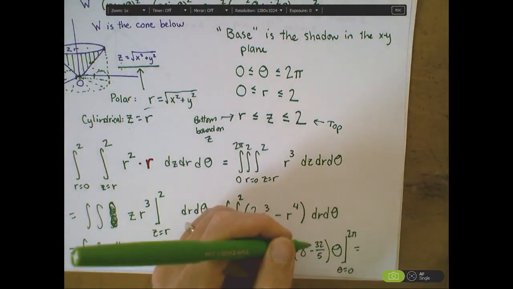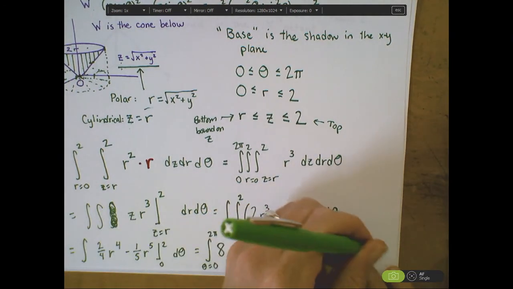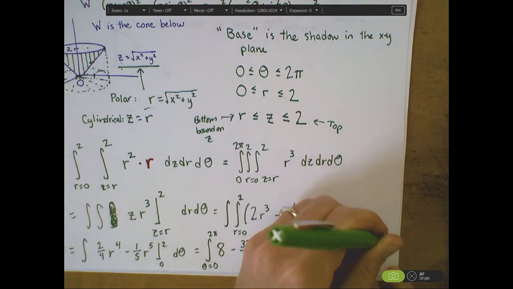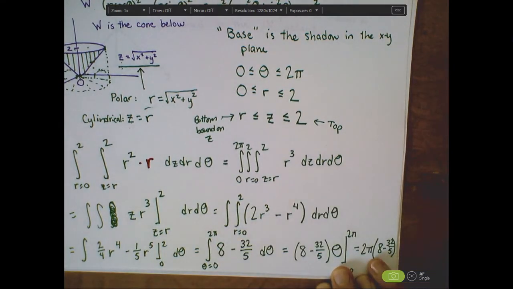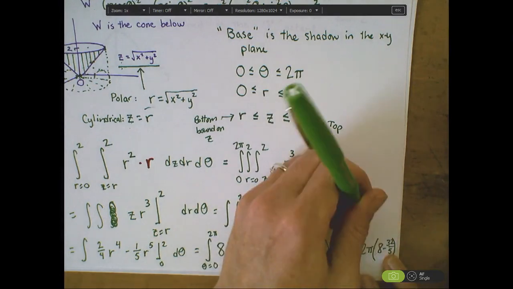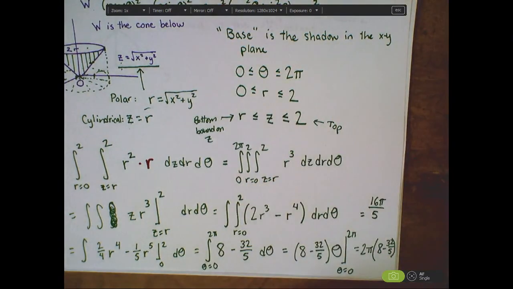So my final answer is going to be a little cramped in here, but it's going to be 2 pi times 8 minus 32 fifths. If I wanted to, I could get a common denominator by multiplying 8 times 5, which is 40, and then subtracting 32. 40 minus 32 is 8. So I'm left with 8 fifths. So this simplifies, I believe, to 16 pi over 5. But you should check my arithmetic.